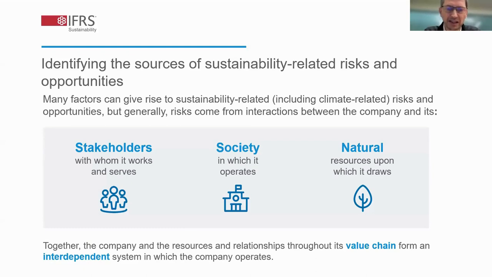Sustainability-related risks and opportunities come from the environment in which the company operates. They come from understanding the natural resources that you depend upon, the social context in which you're operating, and the stakeholders with whom you engage, up and down the value chain. So the scope of this reporting is broader than financial accounting, but it's not a dramatically different way of thinking about business, right? Business has always operated in a broader environment and has always had to understand stakeholder relationships and so on.